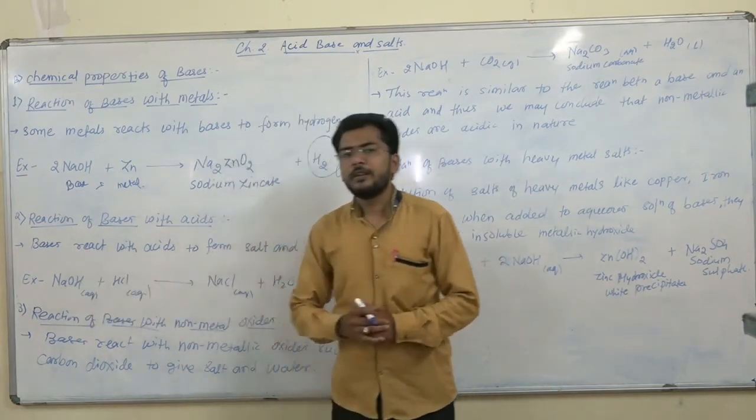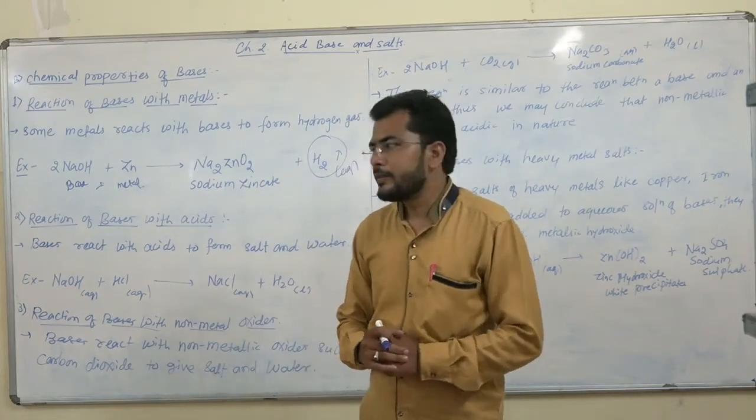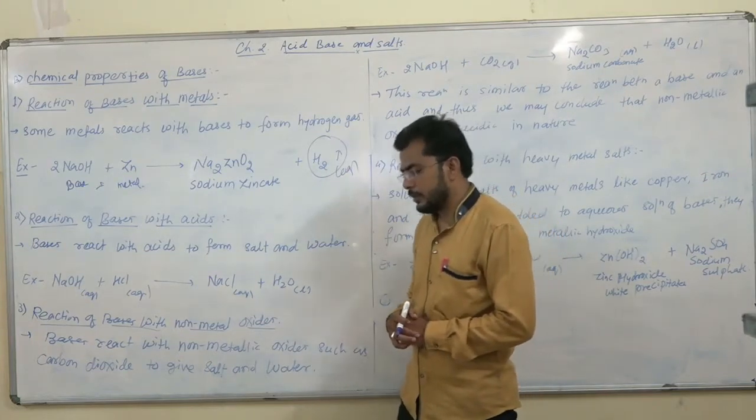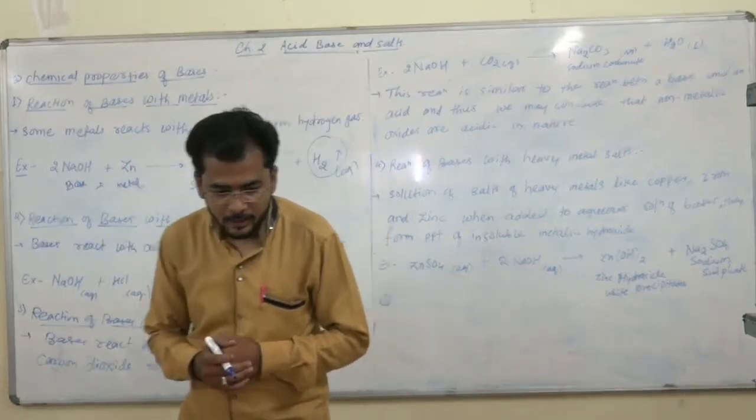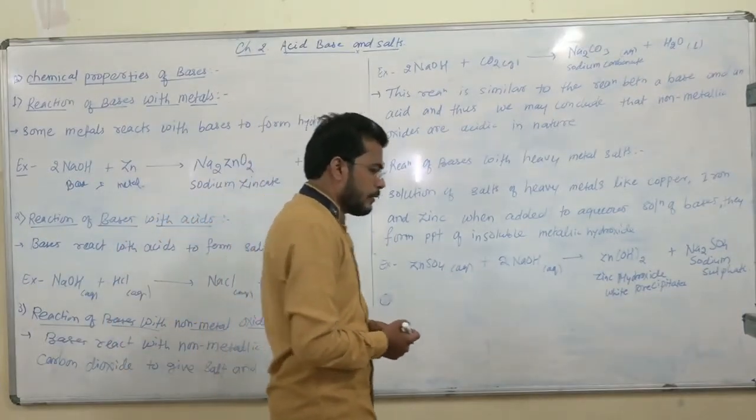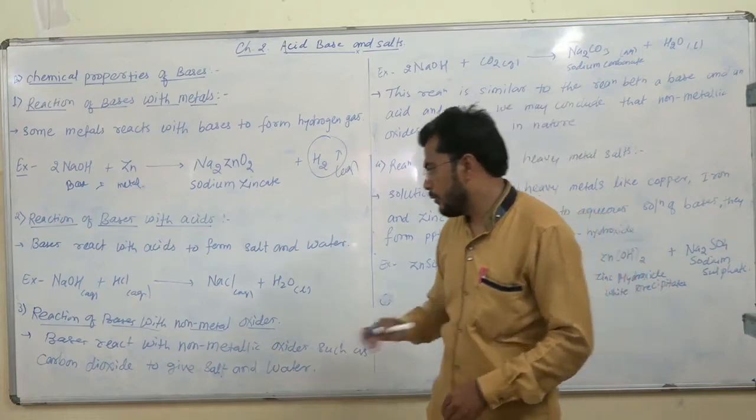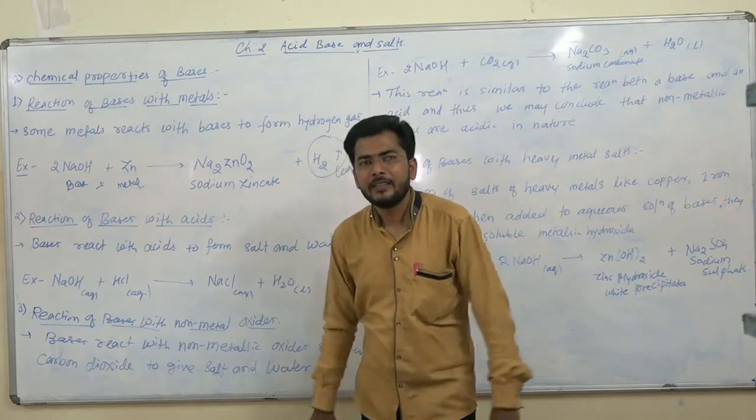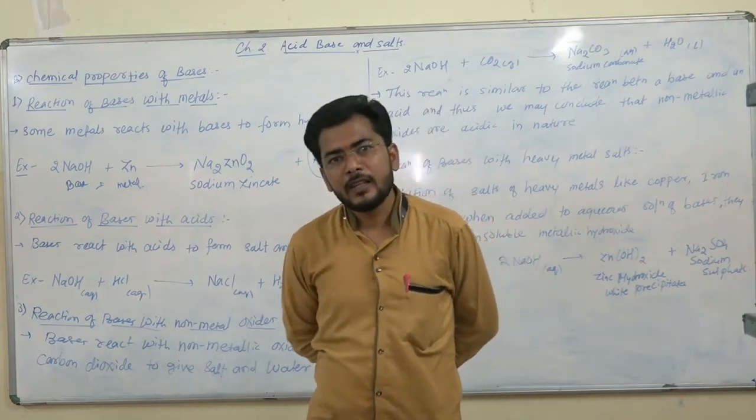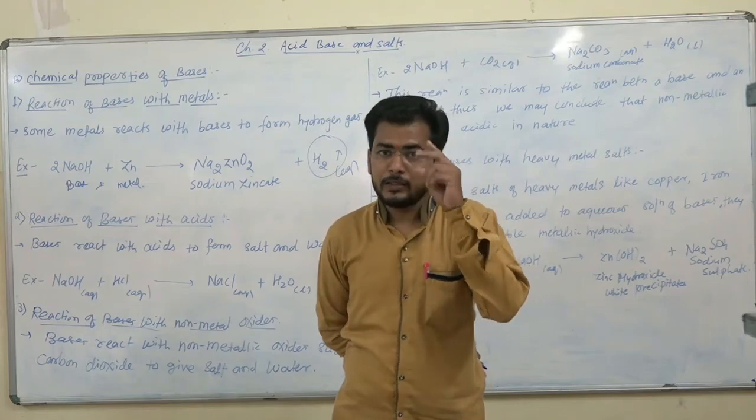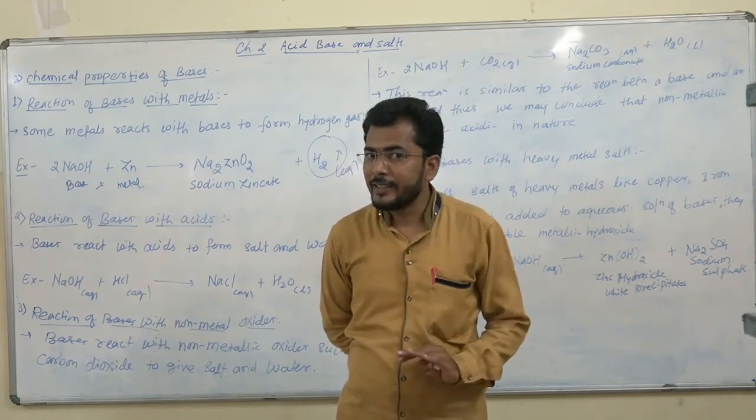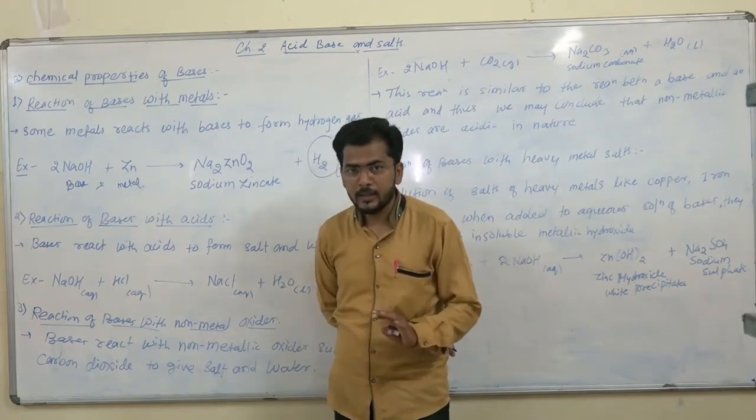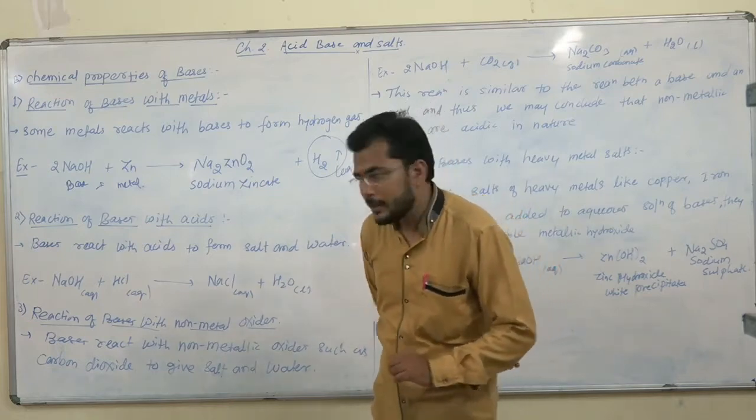Now, the third chemical property of bases: whenever bases react with non-metal oxides. See, metal oxides are basic in nature, but non-metal oxides are acidic in nature. Whenever metal oxides are there, these are basic in nature. Non-metal oxides are acidic in nature. Pay attention to what I am saying: non-metal oxides are acidic in nature and metal oxides are basic in nature.